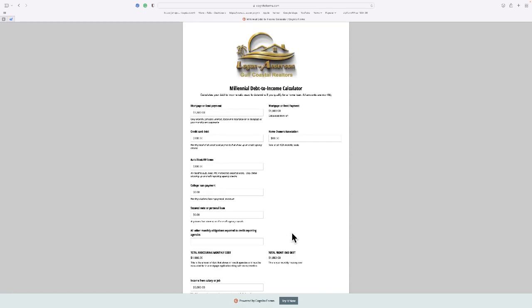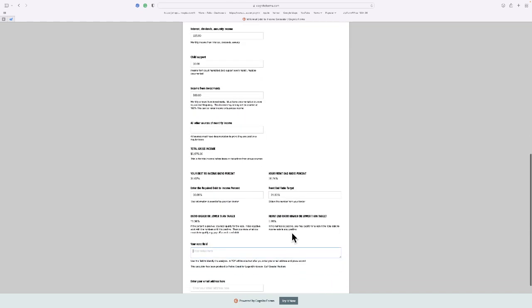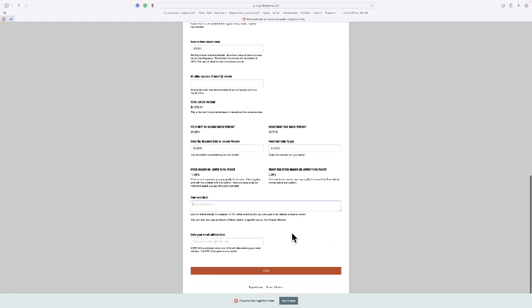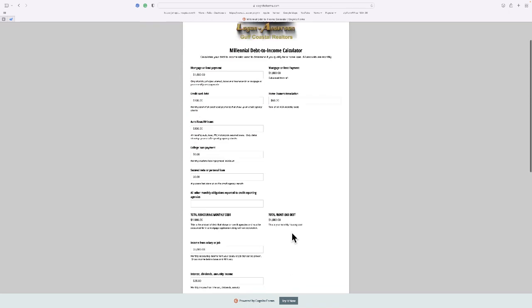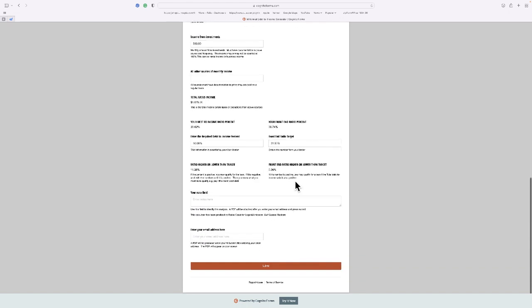Well, thank you for coming to the Millennial Debt to Income Calculator. This is only one portion. You should go to the calculator that determines the monthly payment on the property that you're looking for, and then take that number that comes from that calculator and put it right here in this block. And that's how you start. So this is really the second phase of the calculation that you come to.